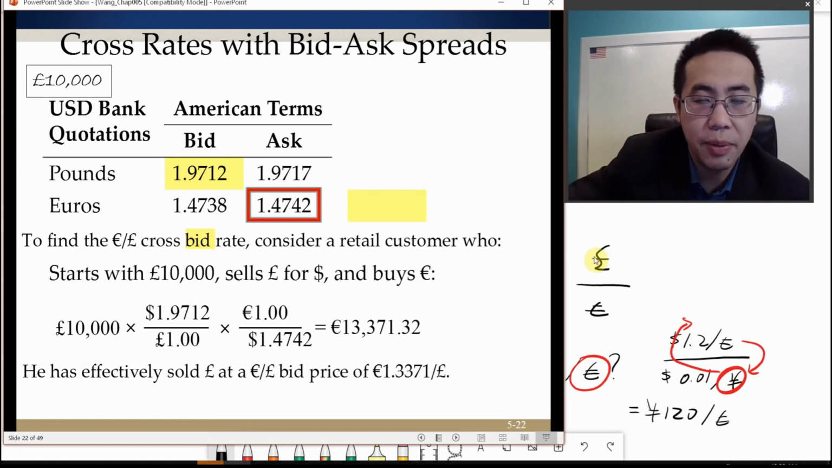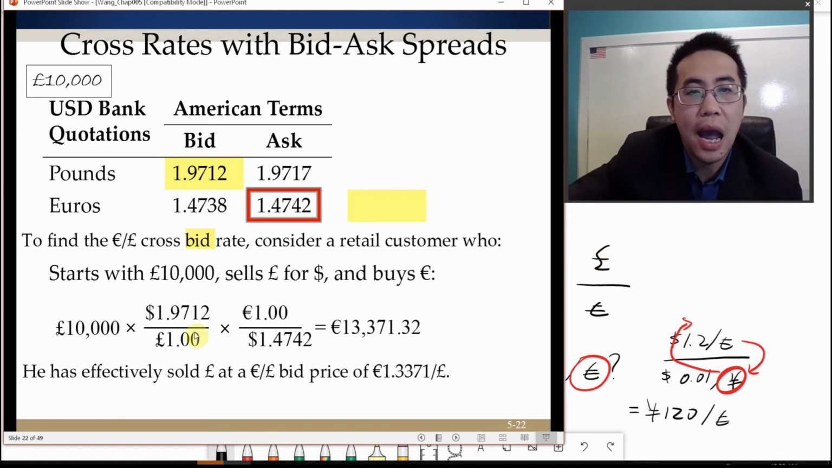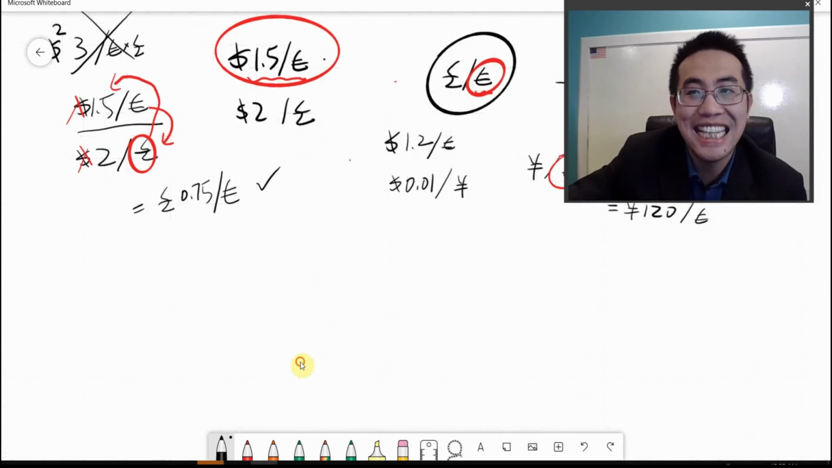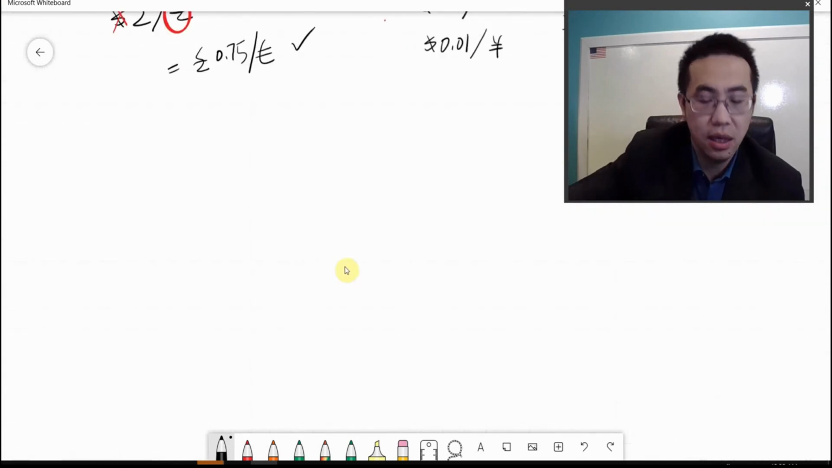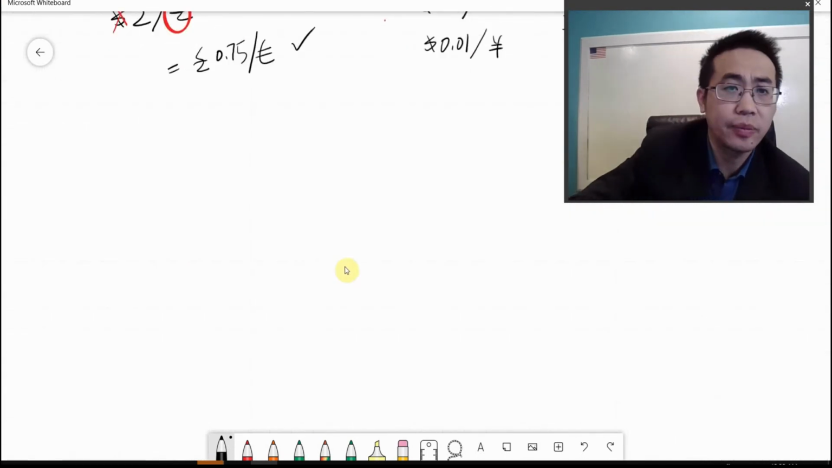Or you can adopt an alternative way. So I will come back to this example later. I just want to start with something easier so we can understand it better. Okay, so let's say again we have two currencies and both expressed in American terms.